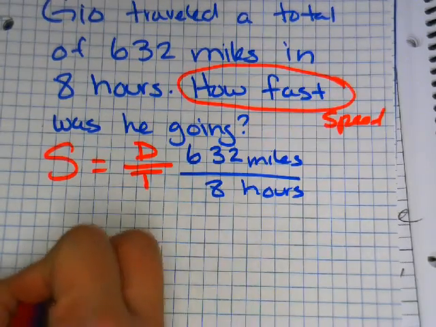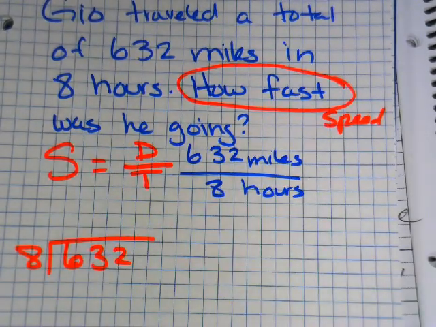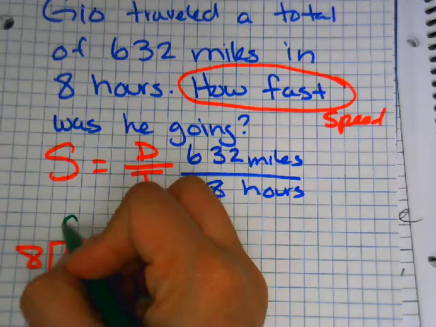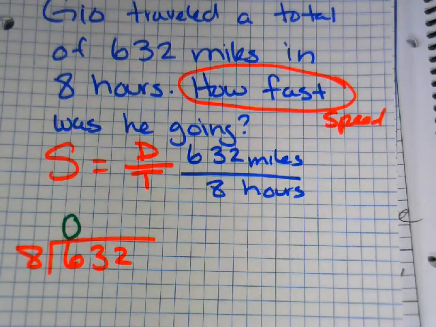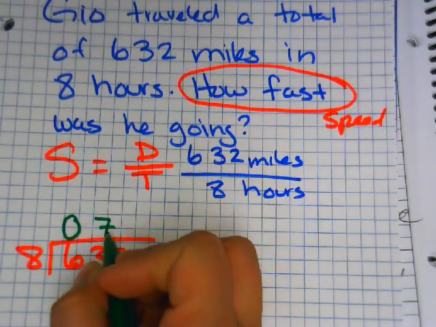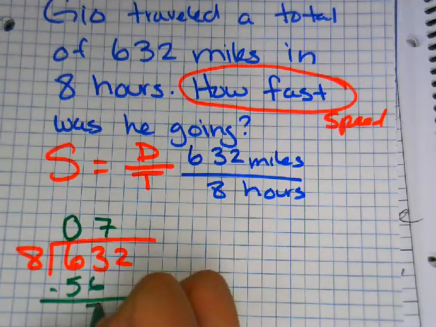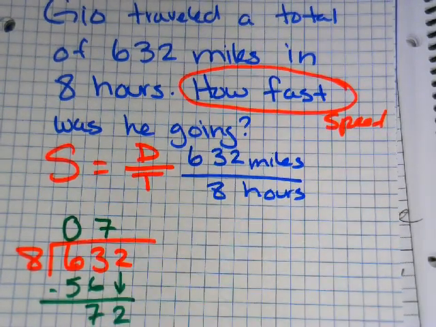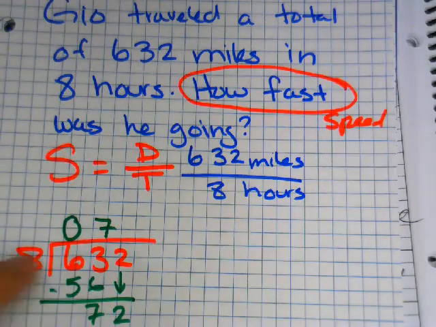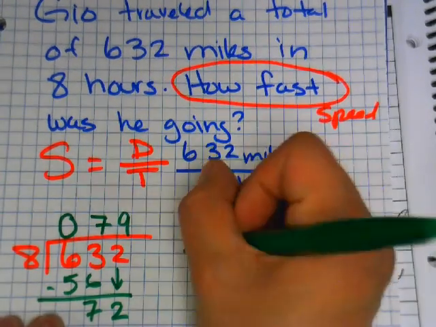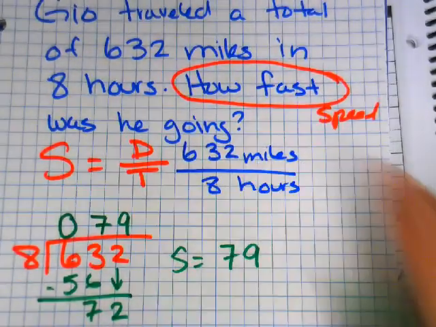632 divided by 8. I think it's 79. I don't know. I kind of think 79. Just something in my mind. 56. Remainder 7, bring down the 2. 8 goes into 72. 9. So my speed is 79.